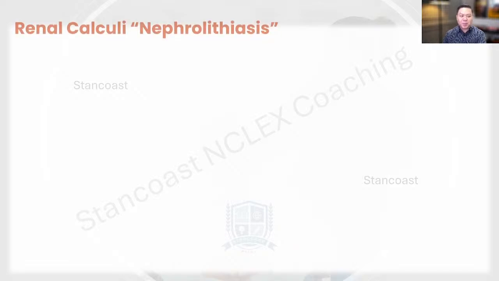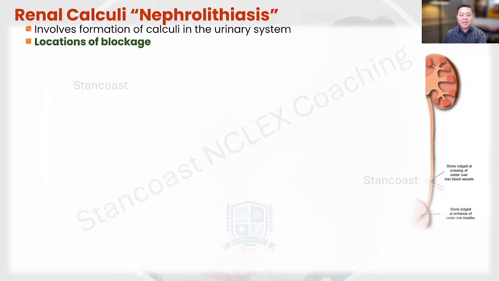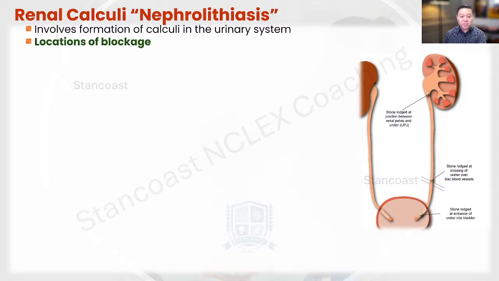Now, let's define first what is renal calculi, which is basically the same as nephrolithiasis or urolithiasis. This is a problem that involves the formation of a calculi, or basically a stone, in the urinary system. And we have to know that there are different locations of the blockage. It could be in the ureterovesical junction, which is basically right here, close to the bottom of the ureter. And the reason for that is because it has the narrowest lumen, okay?